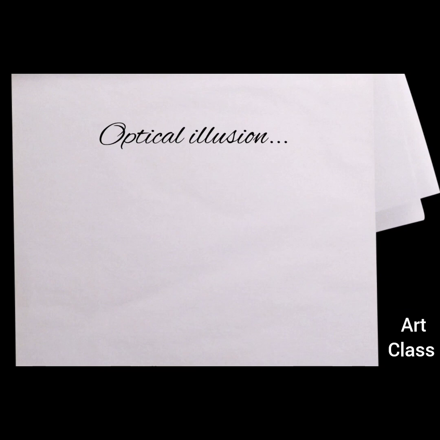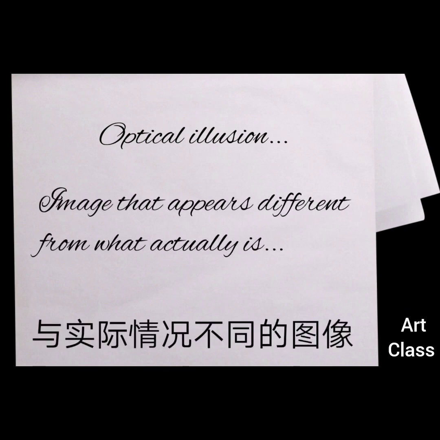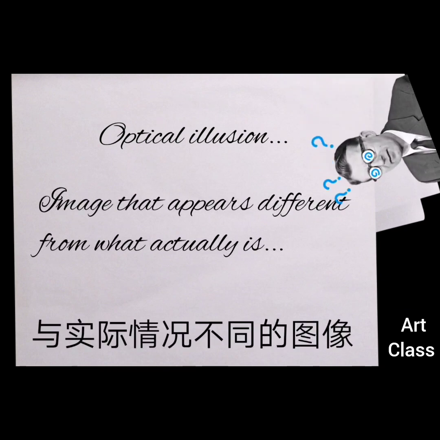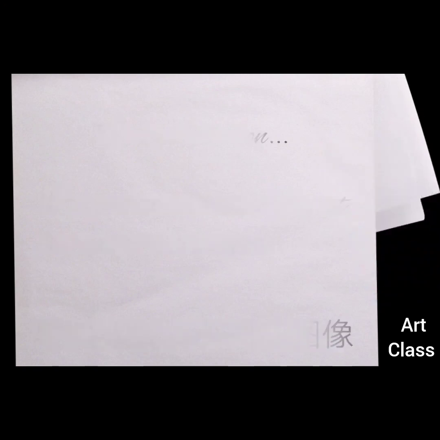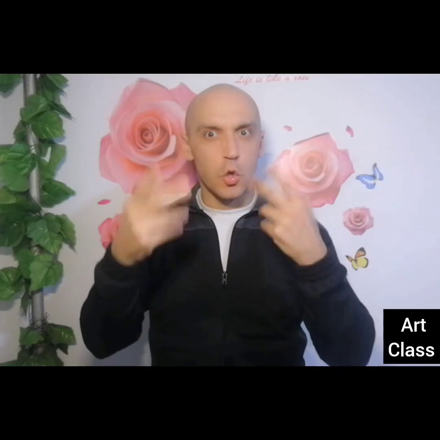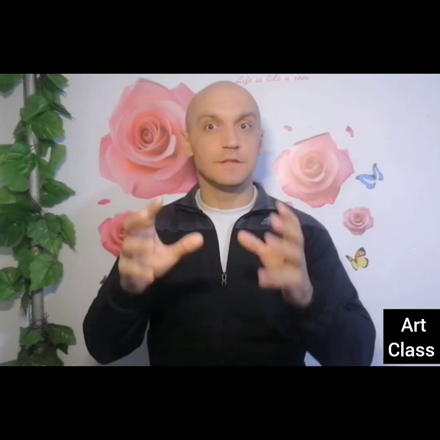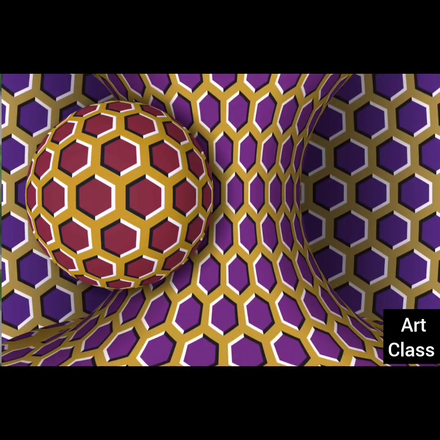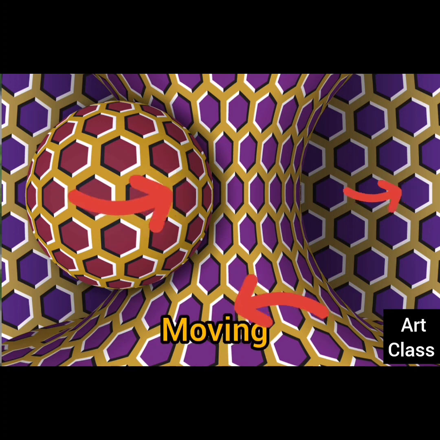Optical illusion. Image that appears different from what actually is. It means that things look different than they are actually. So, like this picture in the example. Look. As you see, this is just a picture. But objects on a picture look like they are moving.